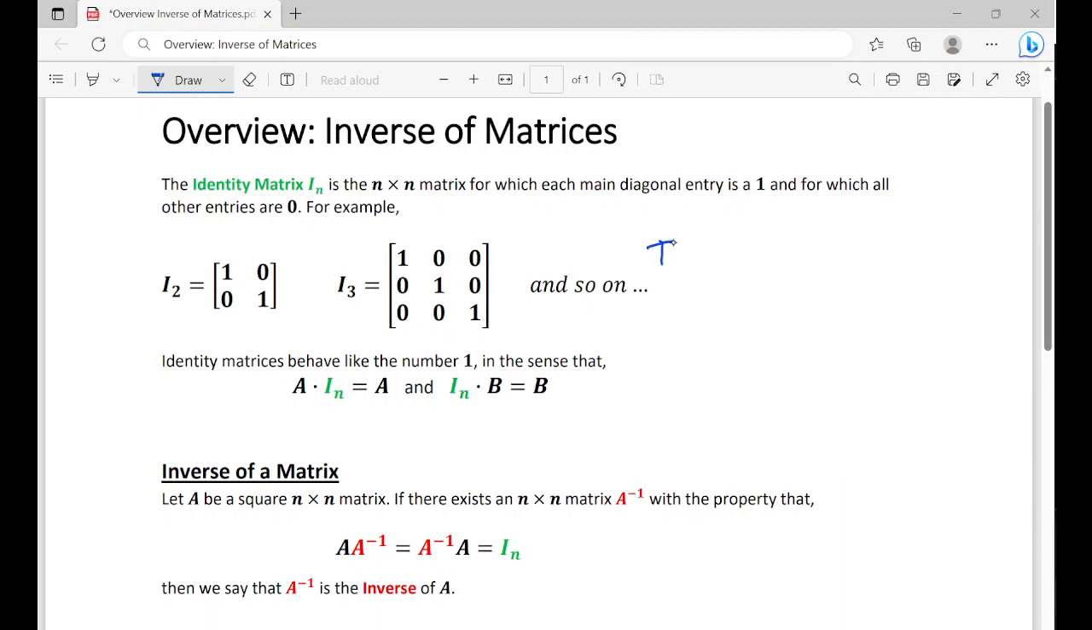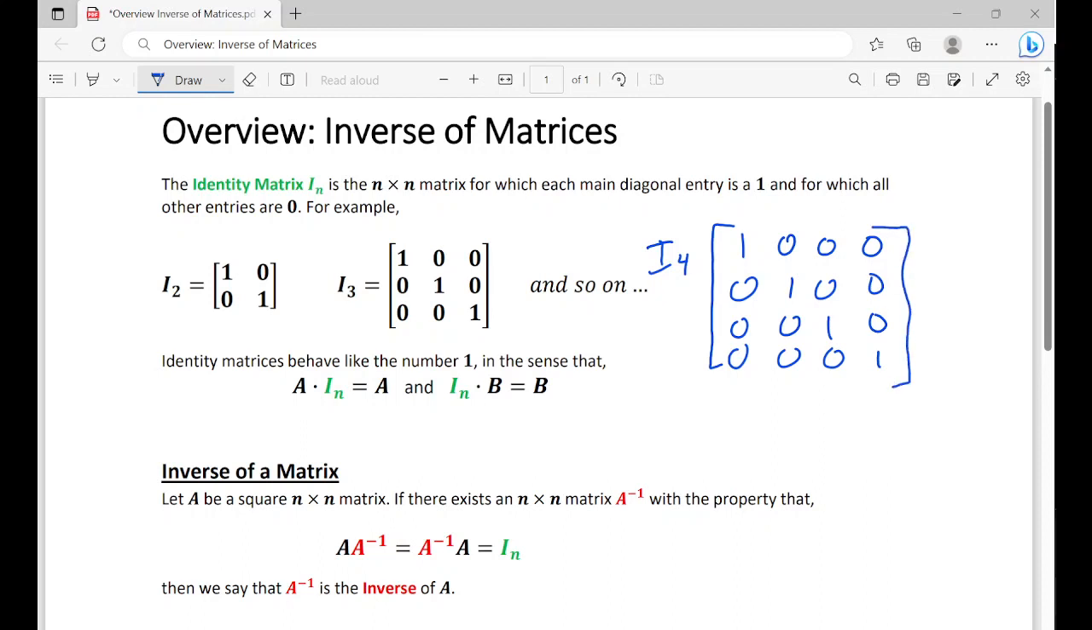So if you had I4, it would just be 1 0 0 0, 0 1 0 0, 0 0 1 0, 0 0 0 1, and so on. An identity matrix is always just a diagonal of 1s and 0s at all other entries.